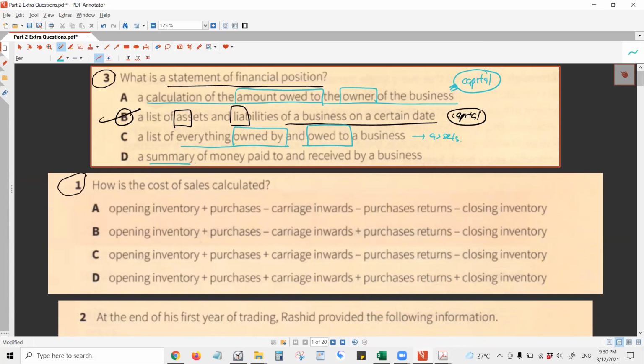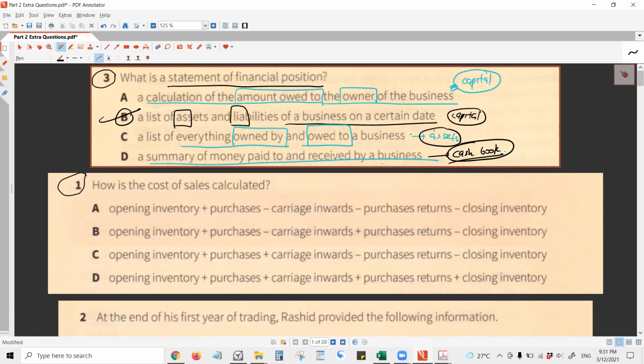A summary of money paid to and received by a business. You have not learned what this thing is. This is actually the cash book, which you have not learned. You will learn it in chapter 4. Next week we will start chapter 4. We will talk about the cash book. Therefore, B is the answer. A talks about capital only, and C talks about assets only. So A and C are wrong, and D is something else. Therefore, the answer is B.